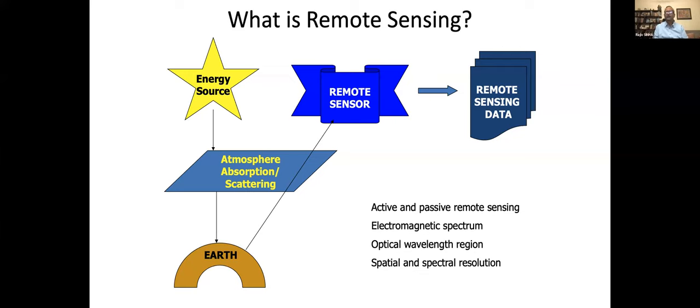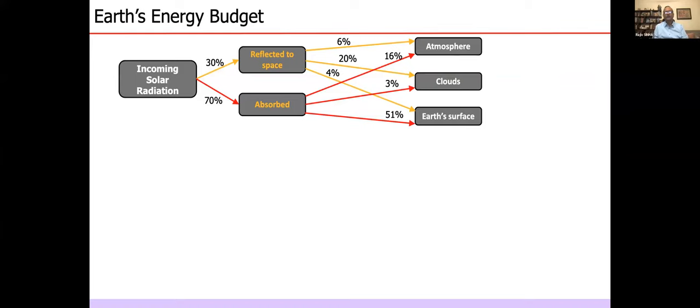So this is a general framework for the lecture today. Tomorrow we'll talk about digital data processing, and after that we'll talk about the GIS-based operations as well. Now, first things first, before we get into the remote sensing data we must try to understand what the Earth's energy budget looks like, because that is the fundamental principle behind the electromagnetic spectrum and the energy available for remote sensing.